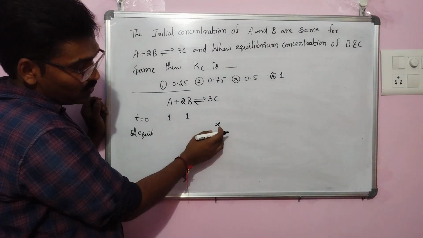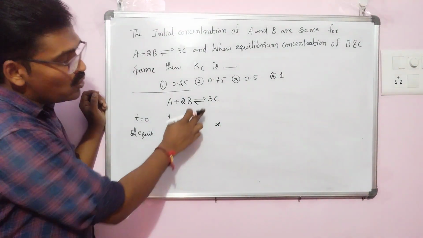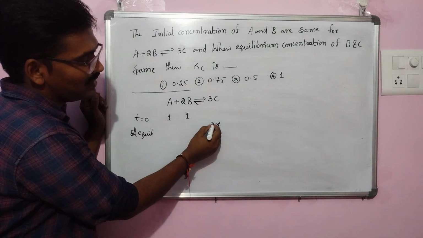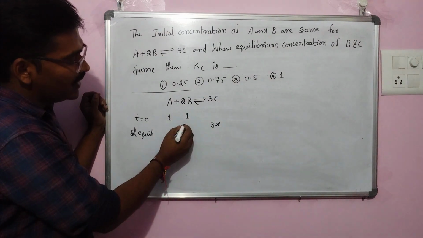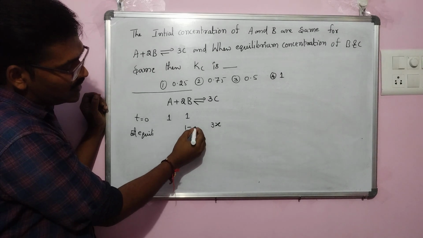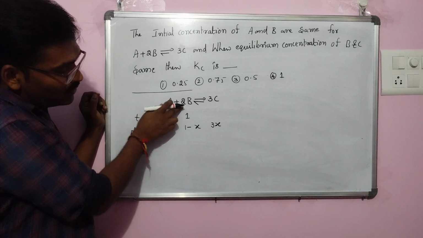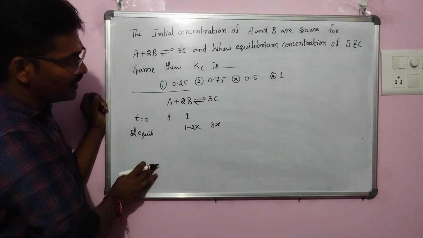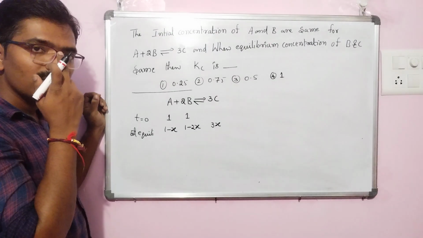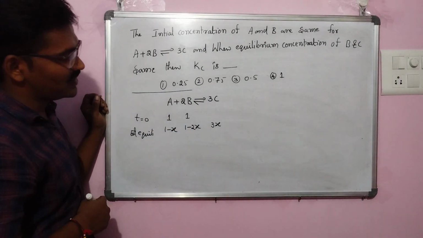So when x moles is dissociated here, you have to multiply by the stoichiometric coefficient, so C is 3x. Then here, 1 minus x moles, sorry, for A, how much is dissociated? x moles. So we take x, but you have to multiply by the stoichiometric coefficient. So for B it is 1 minus 2x, like that you have to take it. Understand? Then these are the equilibrium concentrations.